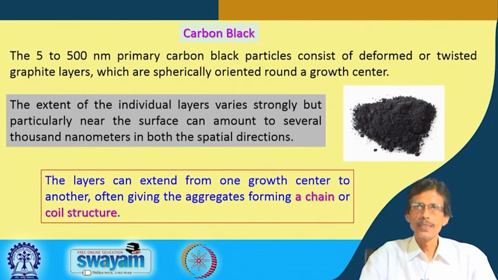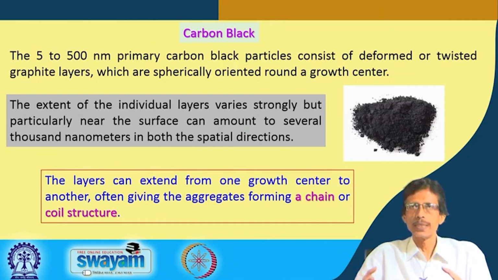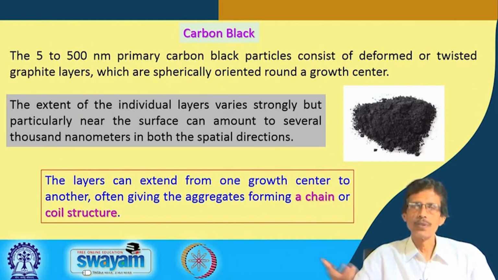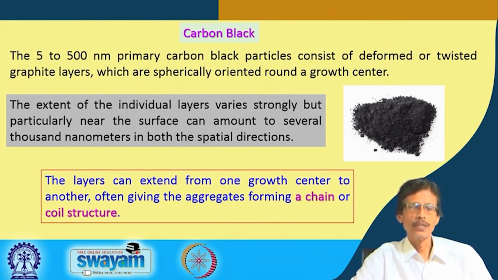So, basically the layers of these deformed graphite layers can extend from one growth center to the other. So, what we are talking about, one particular growth center can move from one growth center to the other, and those two centers, or more than two centers, can now aggregate. This aggregation can give rise to a chain structure or a coil structure. So, starting from the graphite layer, the deformed graphite form, then twisting and then coiling, all these things will be there within these particles of carbon black. So, that is why they have very useful applications for their different uses.